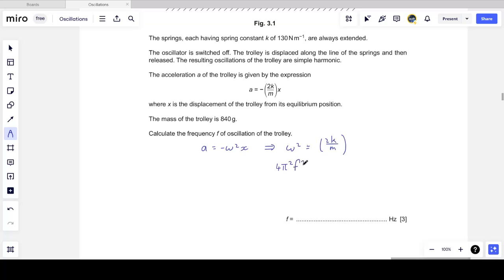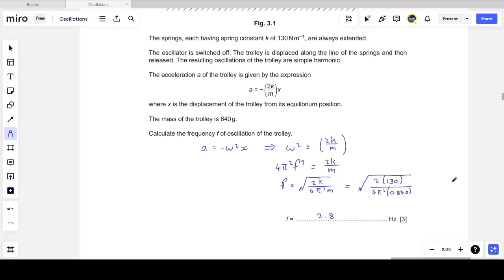So 4 pi squared f squared is 2k over m, which means the frequency is the square root of 2k over 4 pi squared m, which is the square root of 2 times the spring constant 130 Newton per meter over 4 pi squared times the mass of the trolley, 0.84 kilograms. And what we get is the frequency, to two significant figures, is 2.8 hertz.